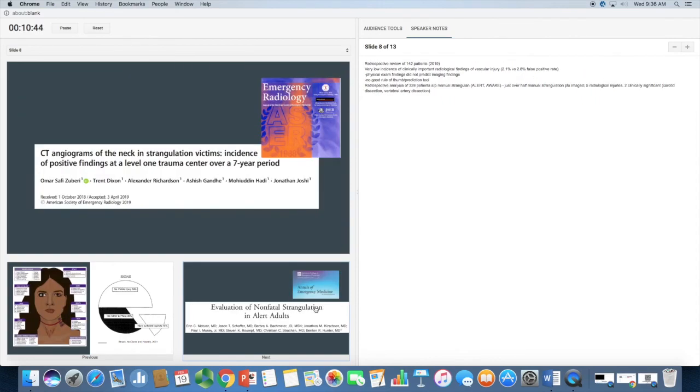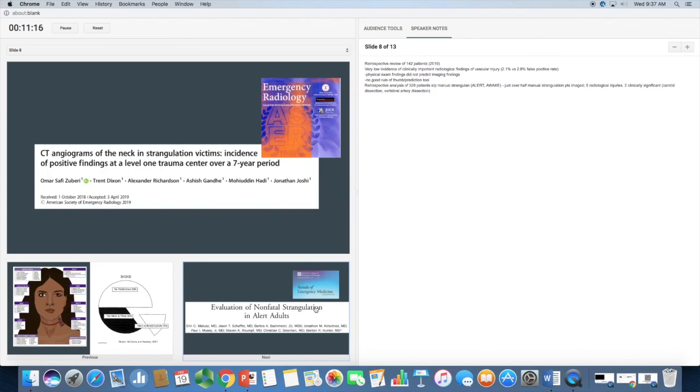So we've done our exam, we've got our history. What's the next step? Your next step is going to be wondering, are we going to image this patient or not? And I'm going to tell you, I don't have an answer for you for most of your patients. There's really poor data to guide management in this respect. So this study that's up on the screen right now is a retrospective review of 142 patients that are status post non-fatal strangulation and had imaging performed in the emergency department.